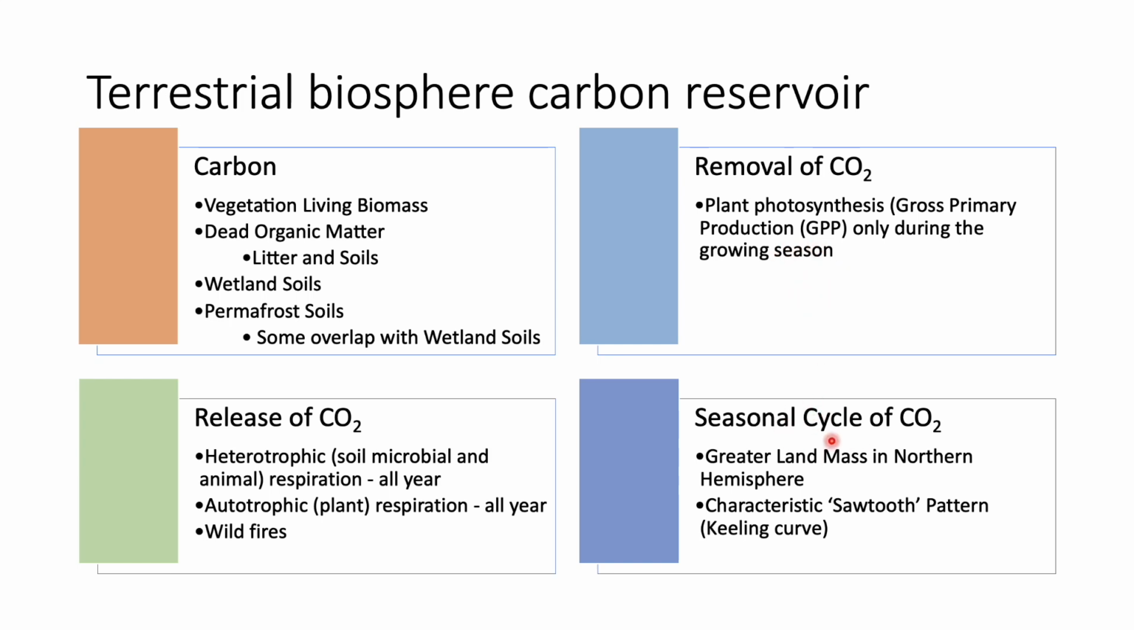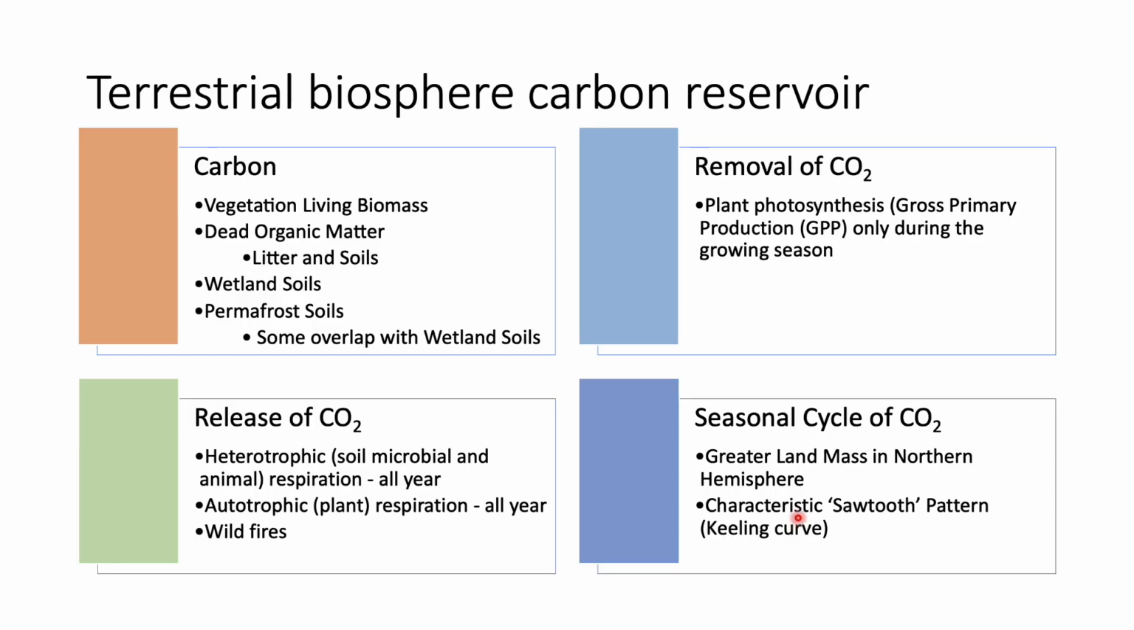And what are the seasonal cycles? Of course, there is a greater land mass in the northern hemisphere, and we see a characteristic sawtooth pattern which is called the Keeling curve. So we will study about the Keeling curve in the later part. What happens is, the production of carbon dioxide increases and then it decreases. So it moves like a sawtooth. So that is what is called the Keeling curve.